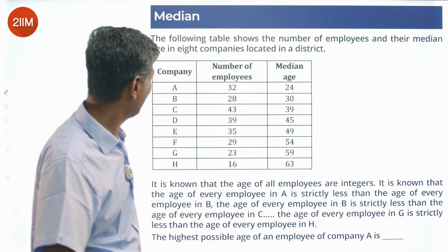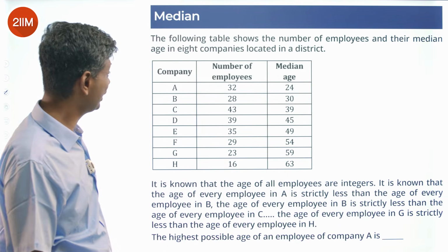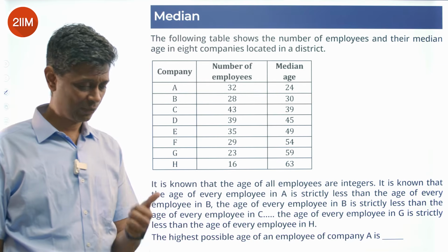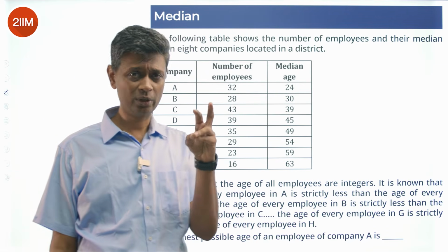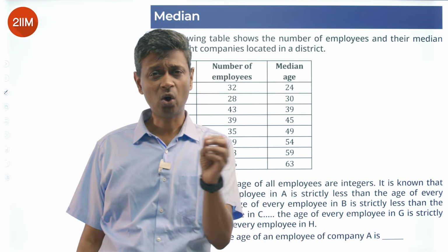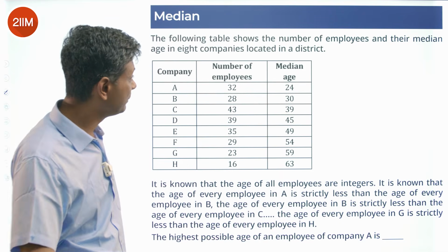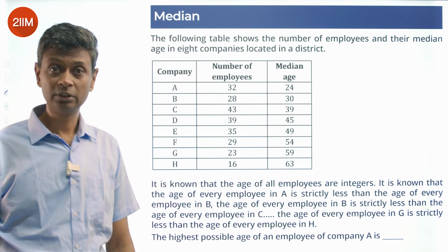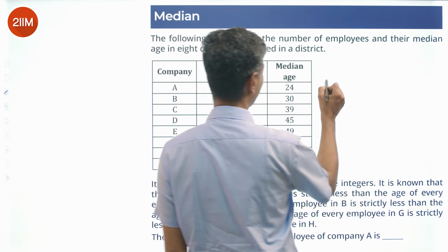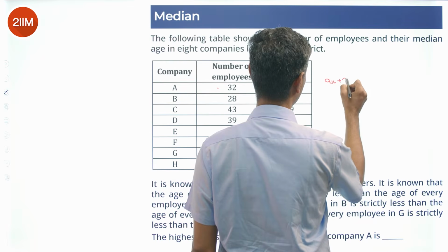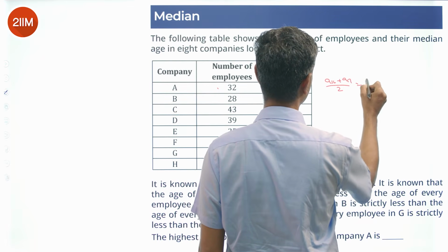Okay. Employee company A, 32 employees are there in company A, A1, A2, A3 till A32, assumed in ascending order. A1 less than or equal to A2, less than or equal to A3, less than or equal to A4, all the way till A32. Median age is 24. Even number of terms, 2 middle terms. So A16 plus A17 by 2 is 24.